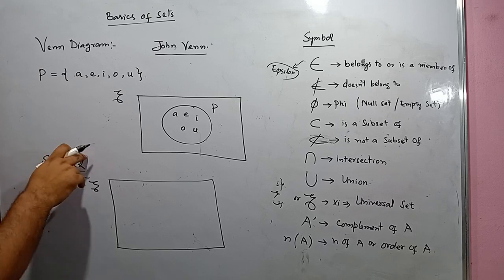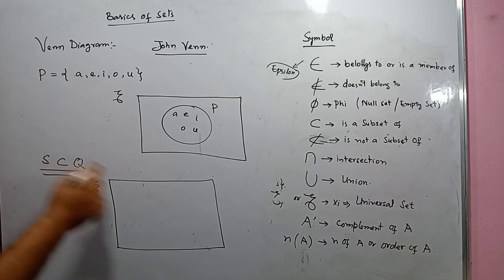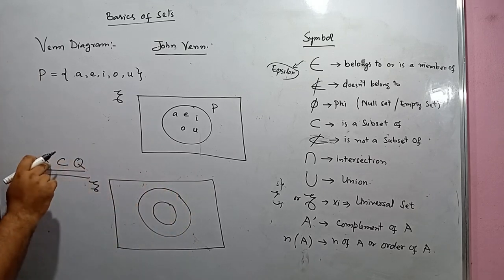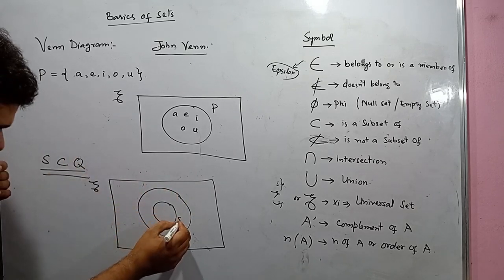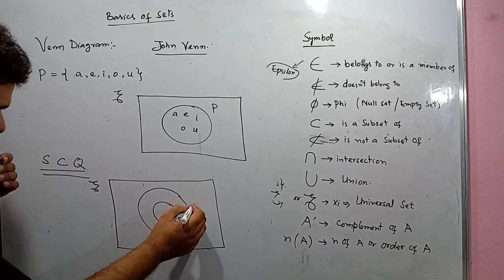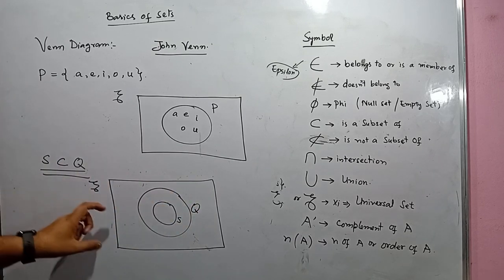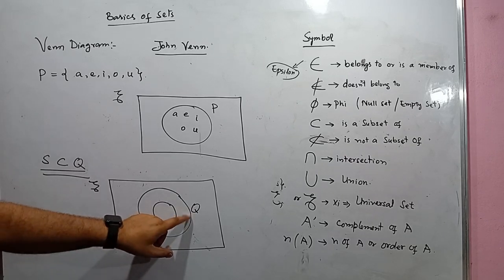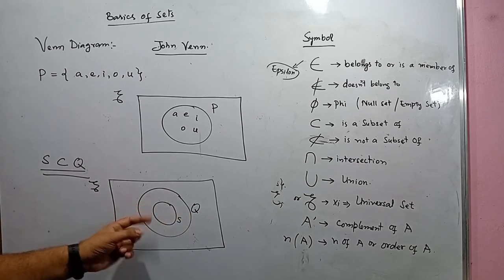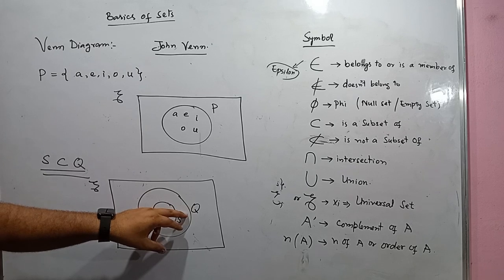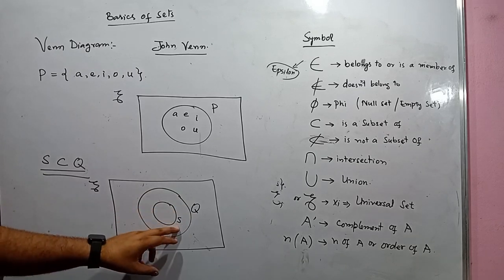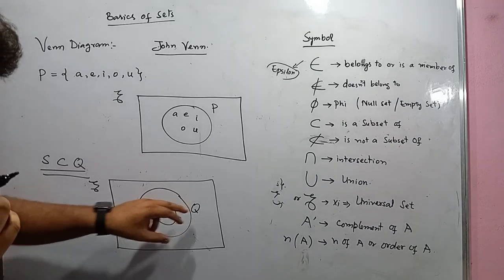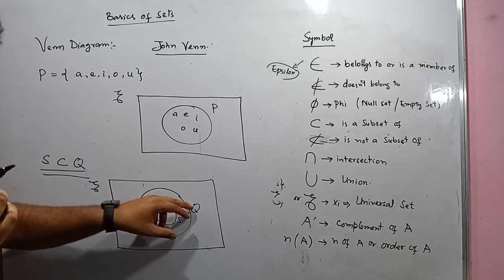Then I will draw here one circle, then another circle. Since S is a subset of Q, I will write here this is S and this is Q. What does this represent? It represents S is a subset of Q, that all the elements of S, all the members of S are present in the set Q. That means S is a subset of Q.